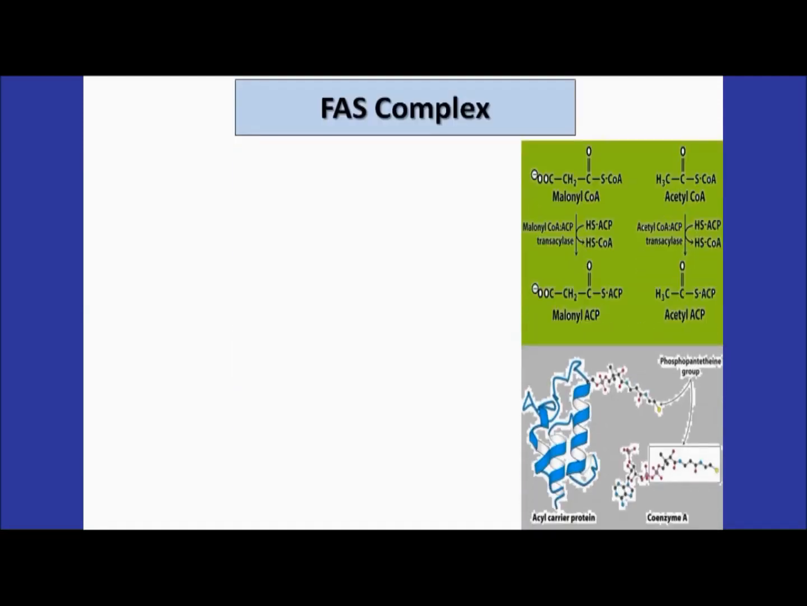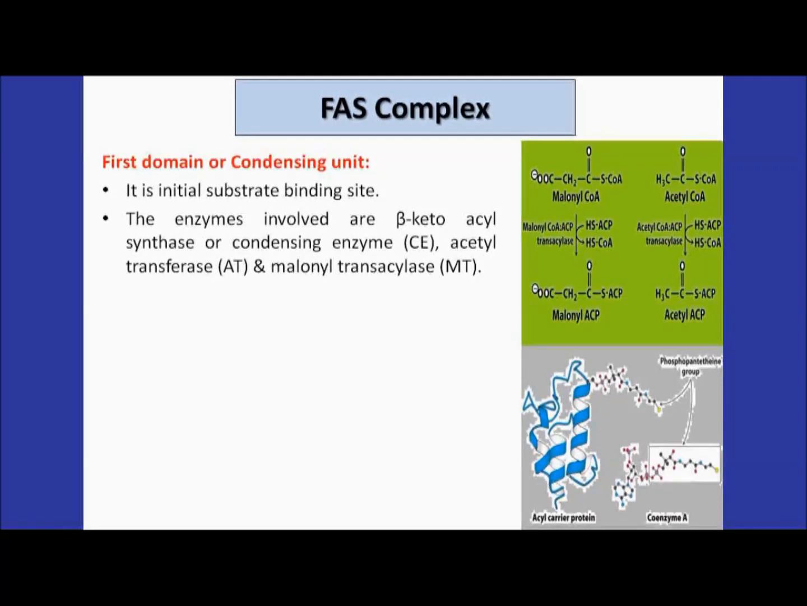Now you see in the FAS complex, what we have actually is the first domain, or the condensing unit. It is the condensing unit which condenses 2 subunits. So it is actually the initial substrate binding site; the initial substrate binds at this site. The enzyme involved in the initial process of condensation is beta ketoacyl synthase, also known as CE, the condensing enzyme. Moreover, other enzymes involved are acetyl transferase AT and malonyl transacylase MT.